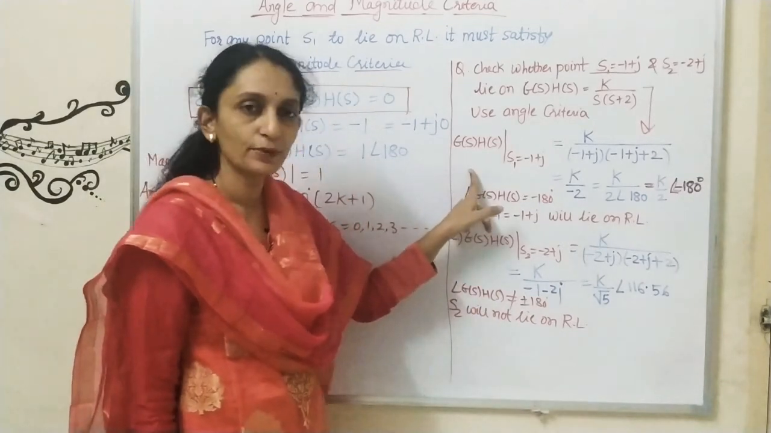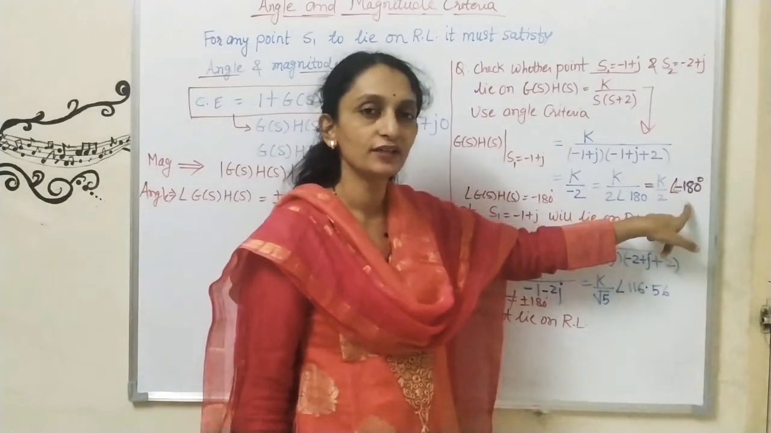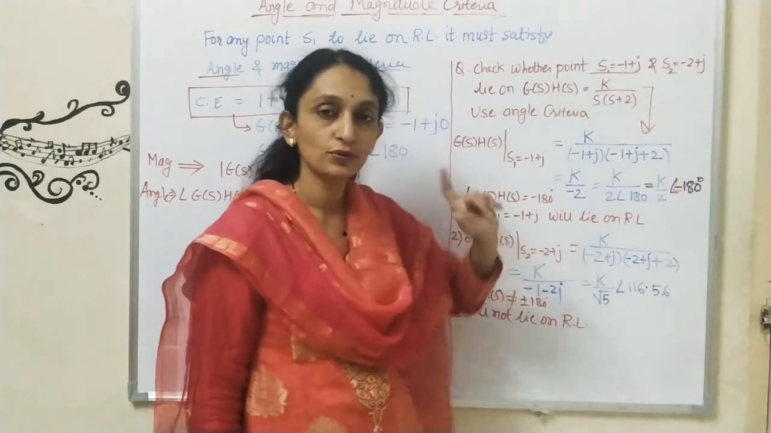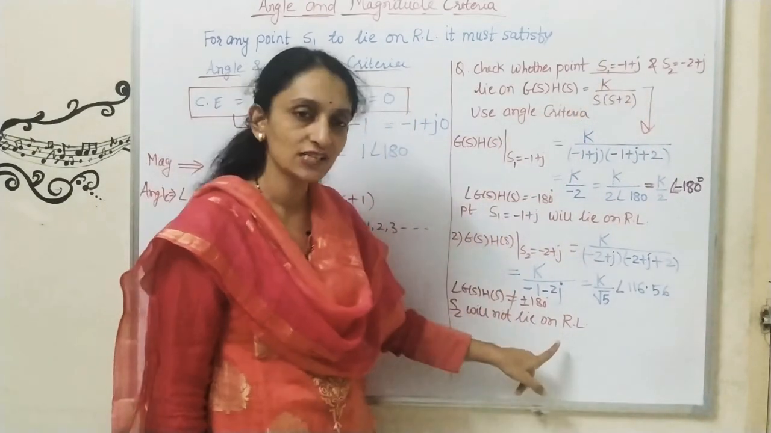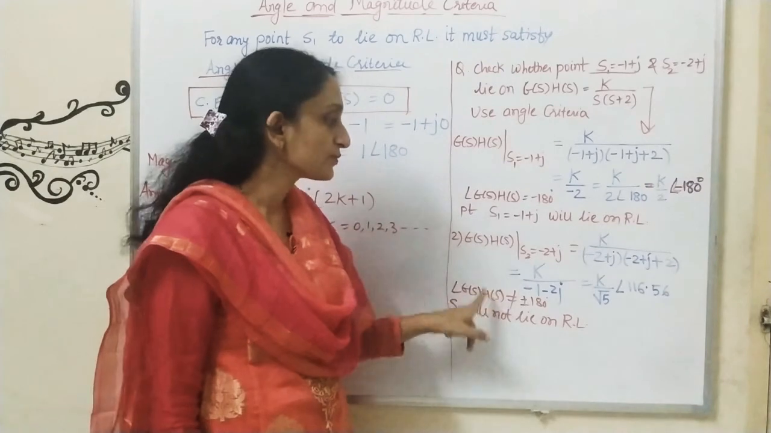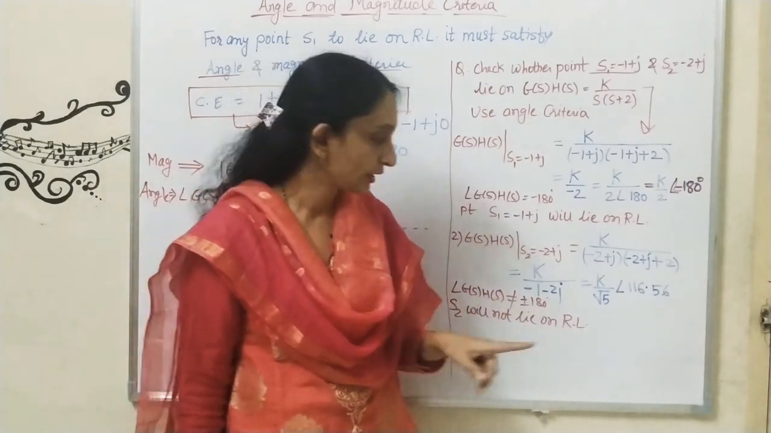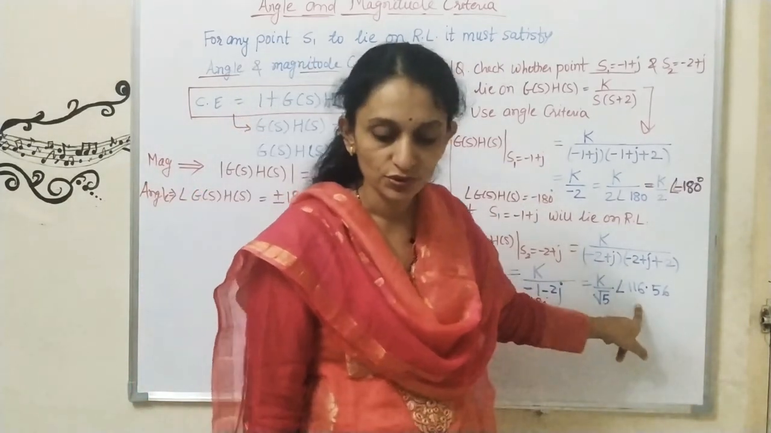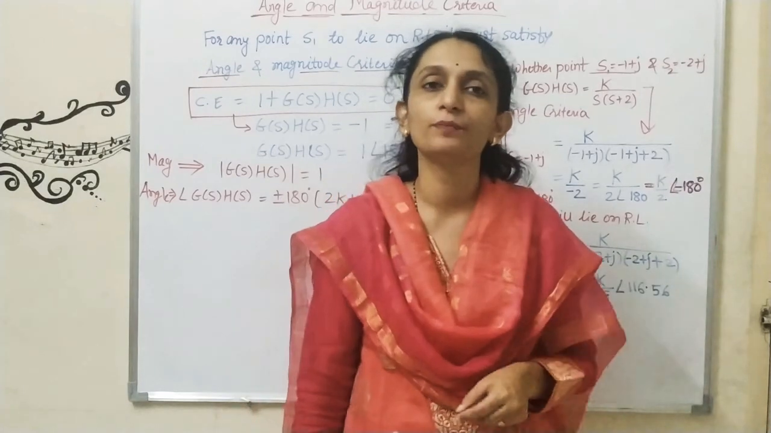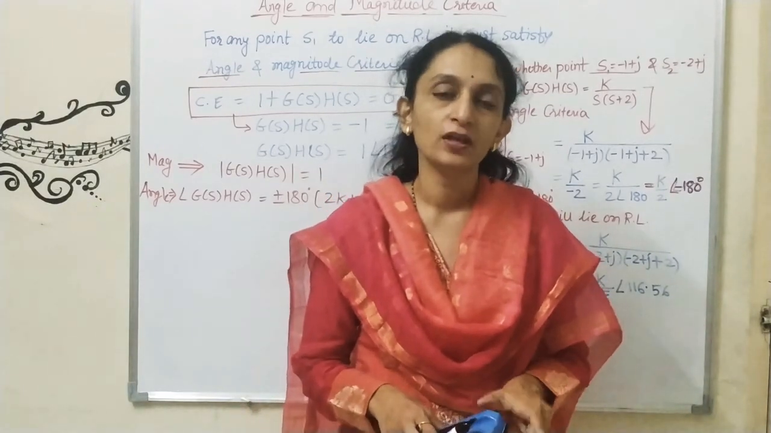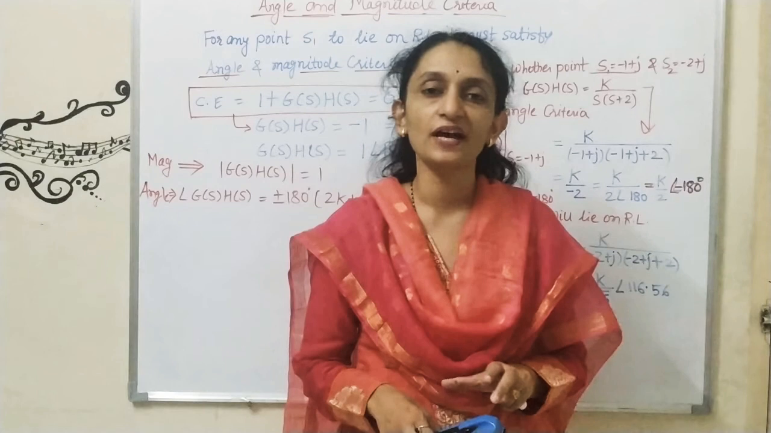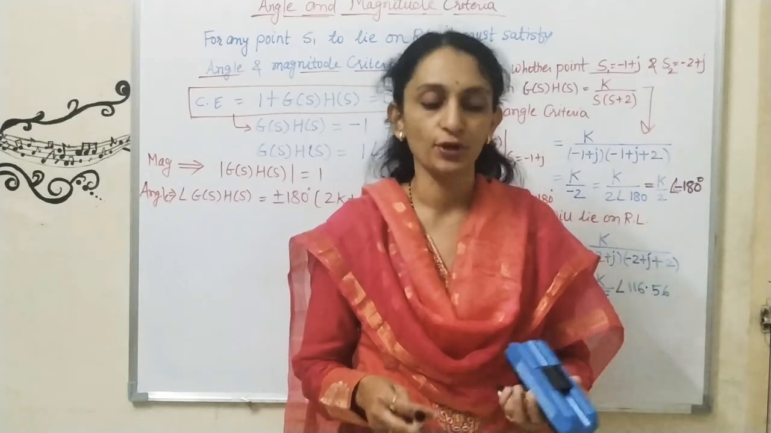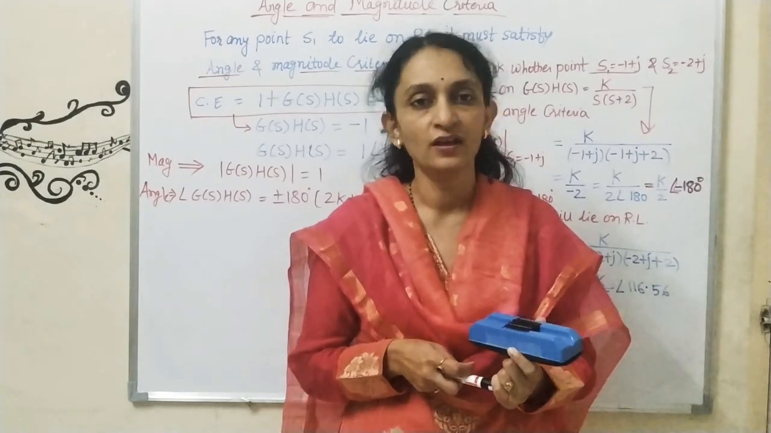In the first example we are getting the angle as minus 180 degrees, so S1 will lie on the root locus. S2 is not satisfying the angle criteria, so S2 will not lie on the root locus. Whether we get positive or negative, the angle should be plus minus 180 degrees. Only then will it satisfy the angle criteria and the point will lie on the root locus. Okay, thank you students.